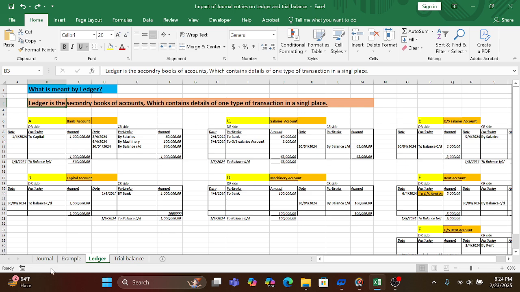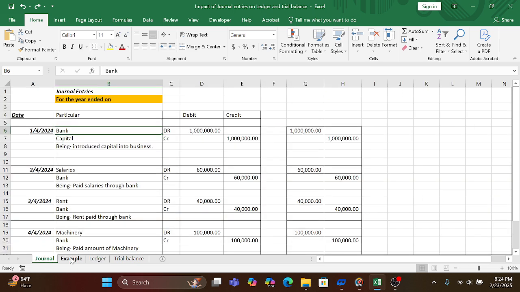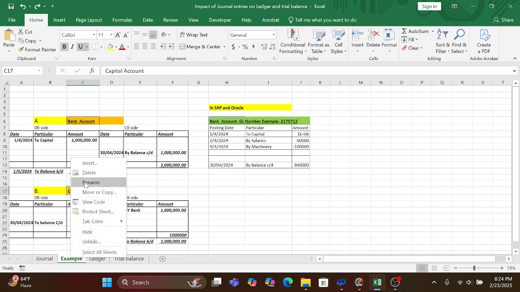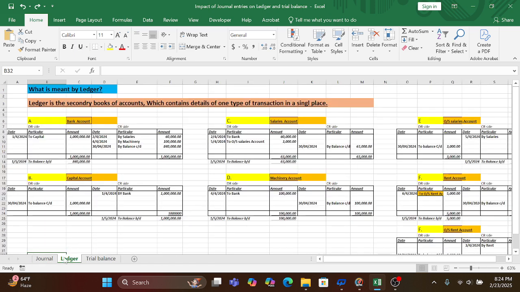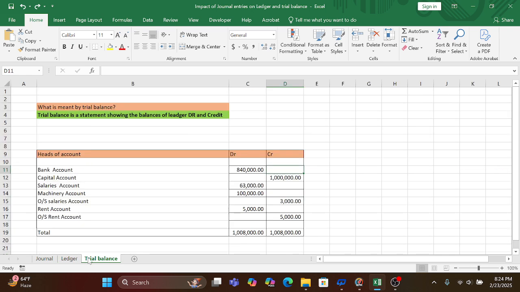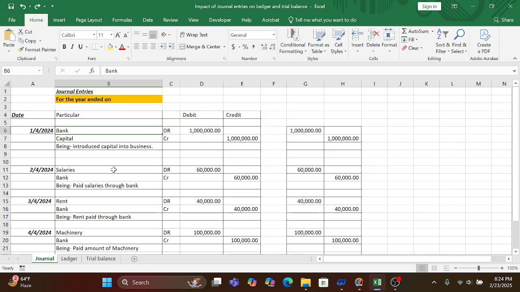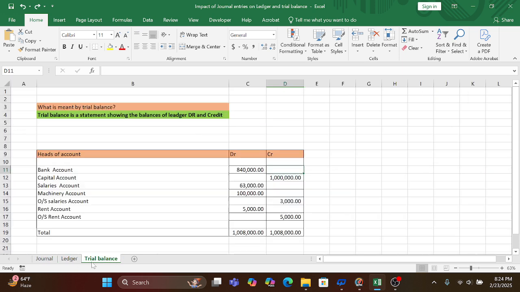So I have prepared the general and ledger tab and also the trial balance so that you will understand how the entries are reflected in a ledger and trial balance. I am giving you one example: an owner introduces his capital into the business, so how will the entry be reflected in a ledger and in the trial balance.